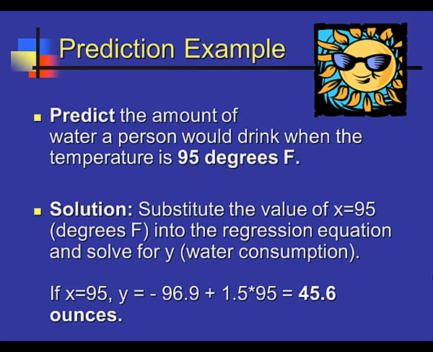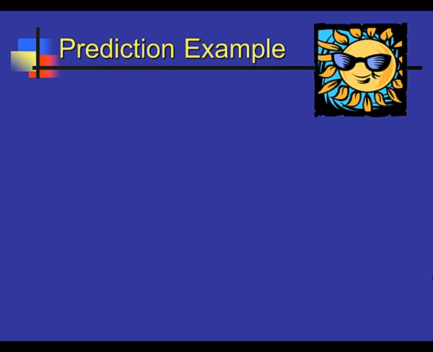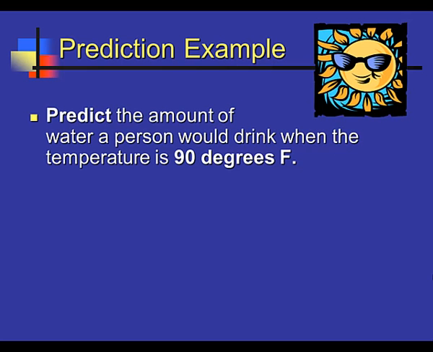If the desired prediction had been for 50 degrees, then the model should not be used, since the value of x equals 50 does not fall in the range of the predictability for this model. Now we're ready to take a short quiz where you predict the amount of water a person would drink when the temperature is 90 degrees Fahrenheit.